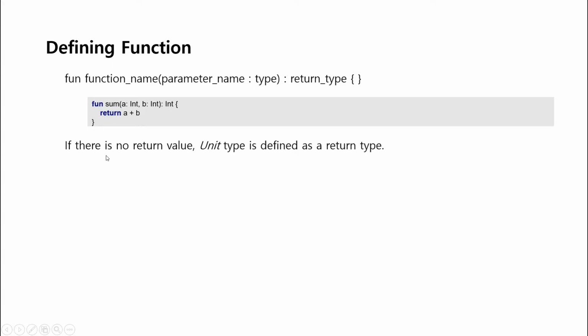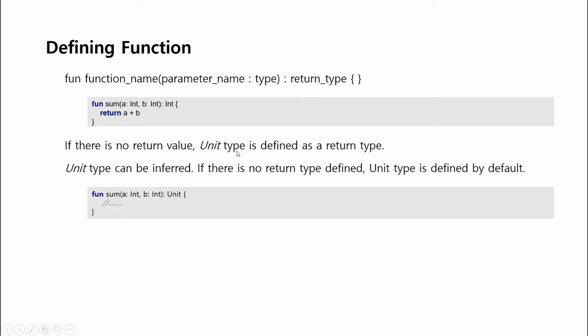If there is no return value, unit type becomes the return type. But we already know the return type can be omitted. Then Kotlin infers unit type as the return type.